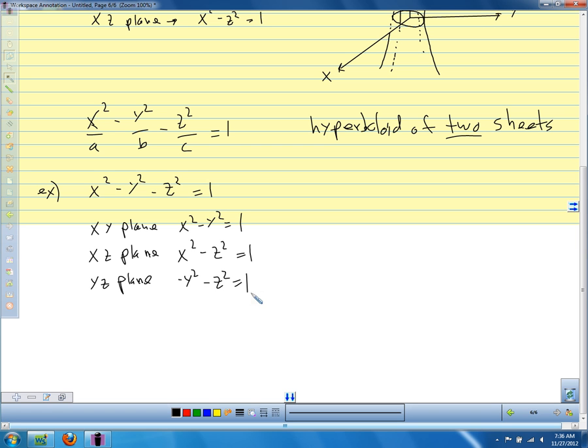What does this tell me? When I square a number, I always get a positive. So I have a negative number here and a negative number here, and I'm adding them to get positive 1. Can that ever happen? Adding two negatives to get a positive number? So this is impossible. So there's no trace in the yz plane.